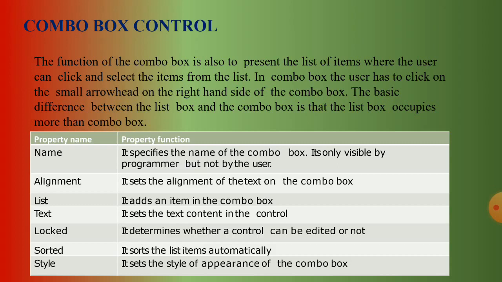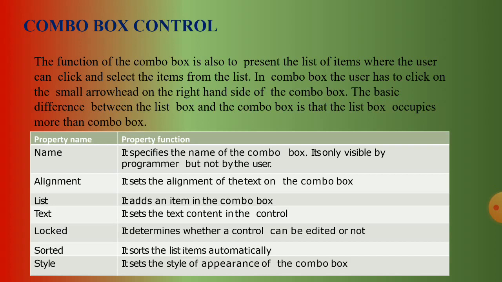So these are the different properties we have in the combo box: name, alignment, list, text, locked, sorted, and style. List adds items into the combo box. Whatever item you want to add into the combo box, we represent by using the property known as list. Text sets the text content in the control. Locked determines whether the control can be edited or not. If you don't want to edit any item in the combo box, we must select the property as locked. If you want to edit it, we must select it as unlocked.